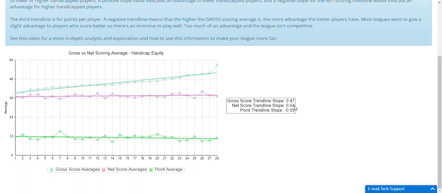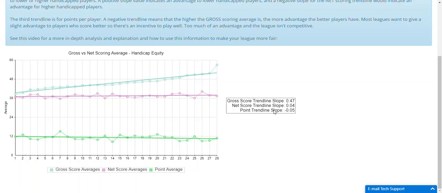I want the slope for net scores to be between 0 and 0.1. And I want the point trend line to go down as scores get higher, as gross scores get higher. I want there to be some sort of incentive to play better, right? So in our league, the better you score, gross score, you generally win more points overall, but not a whole lot.